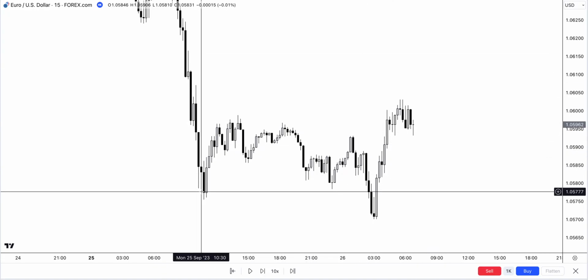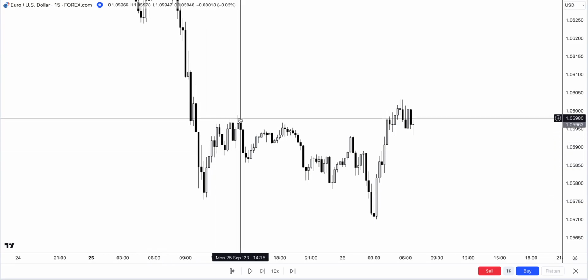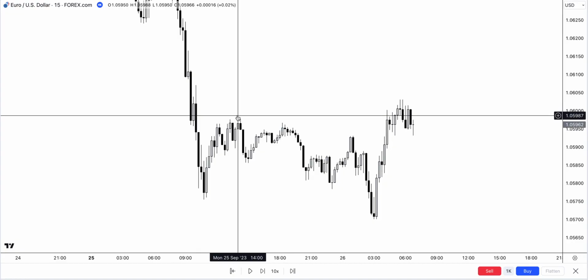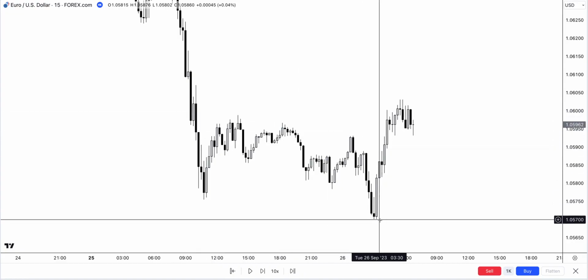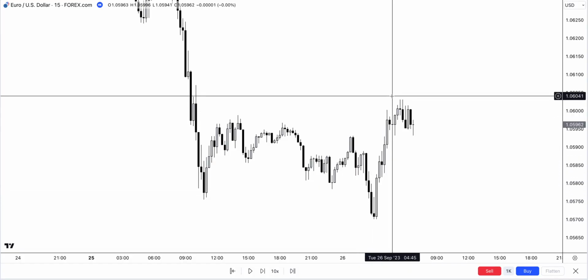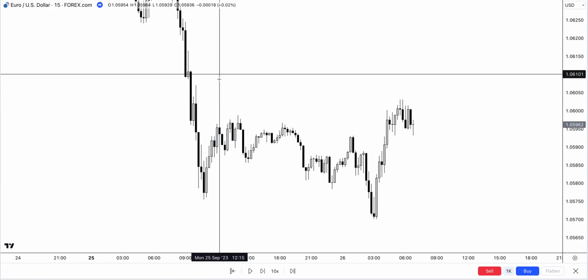Monday we sold off in New York, printed this low, went bullish, printed this high, respecting this area in the left. Okay, and then from this high, we sold back off. And then Tuesday in London, we printed this low, and we went bullish back up to these highs. So what does this tell me?